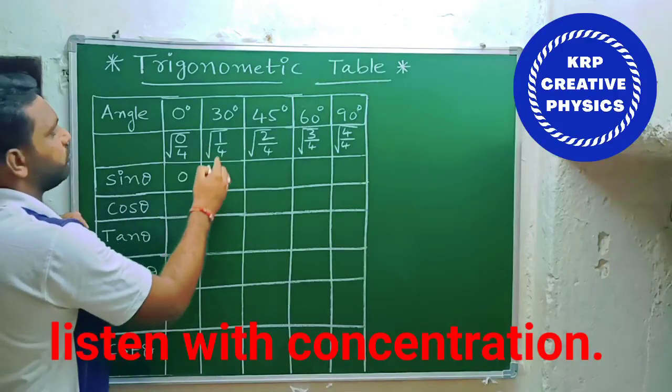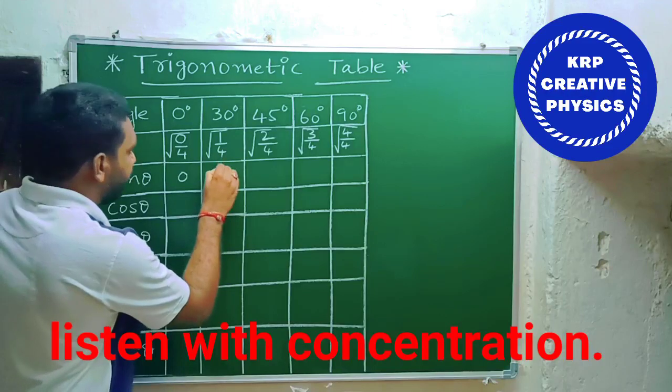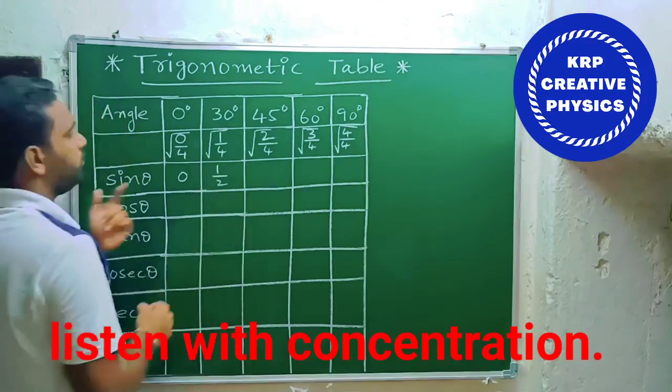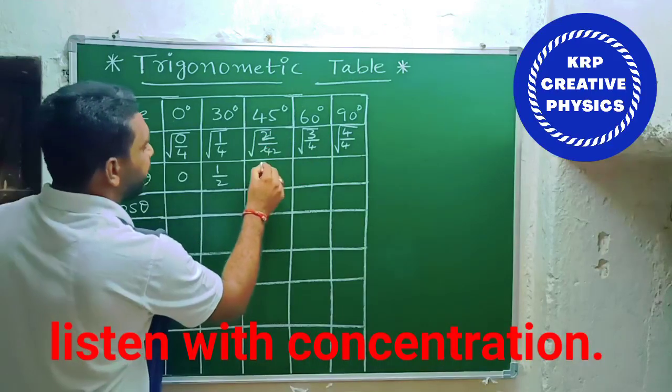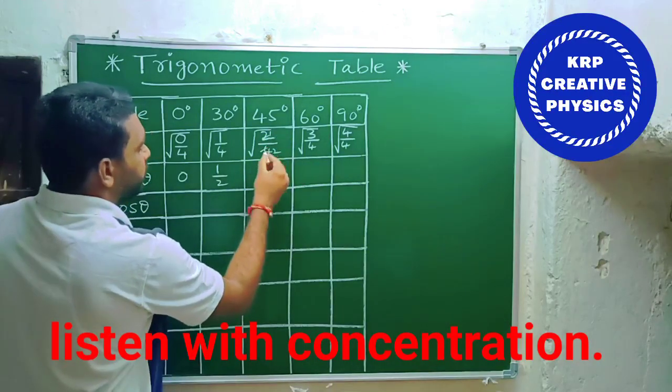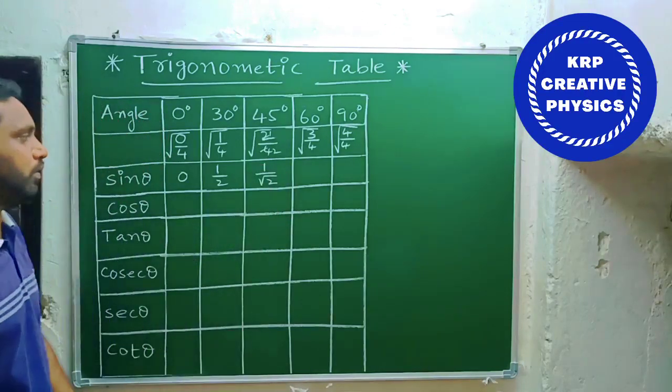So next, what about this one? Root 1 is always 1, root 4 is 2. So what we can write here? 1 by 2. So sine 30 equal to 1 by 2. So next, 2 by 4. So what we are going to get here? Root 1 is always 1. So root 4 is 2... root 2 will be root 2 only. So sine 45 equal to 1 by root 2.